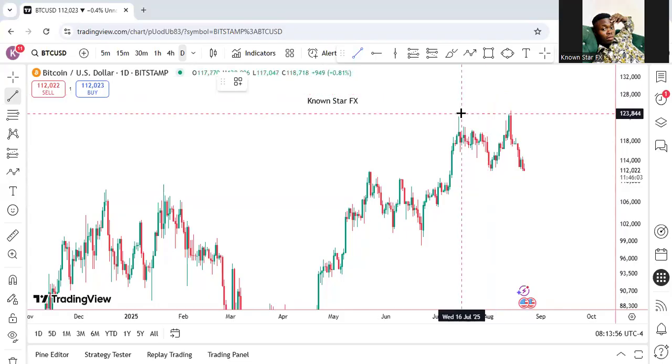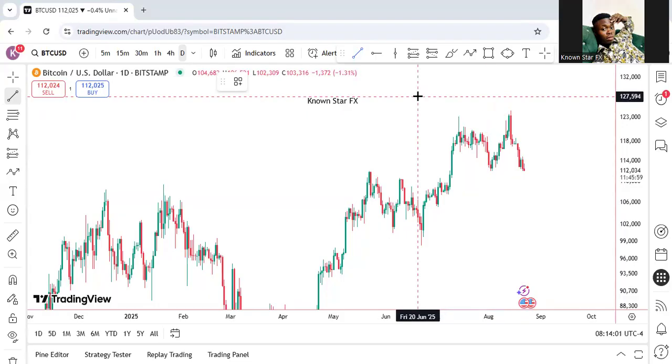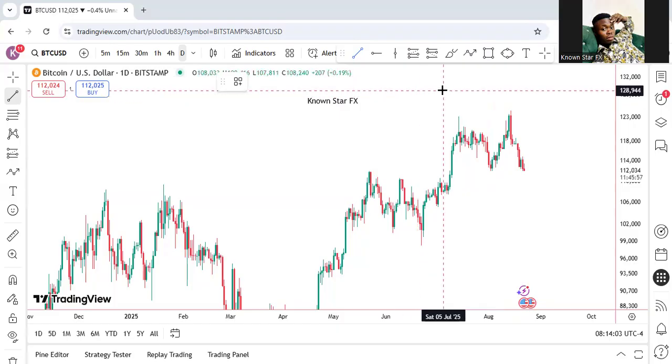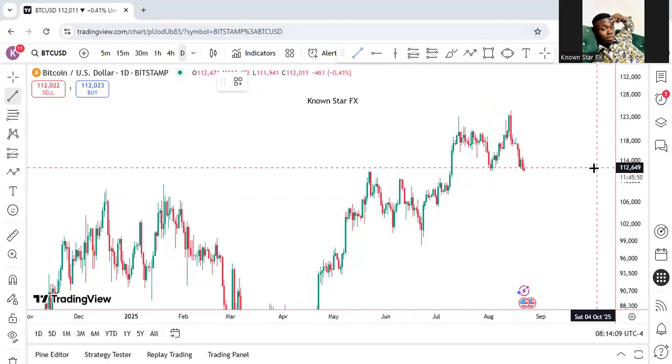In today's class, I'm basically going to be analyzing BTC USD. I'm going to be breaking down the charts from the top up to the lowest. I'm going to be breaking everything down. I'm going to try my best to keep it as simple as possible.